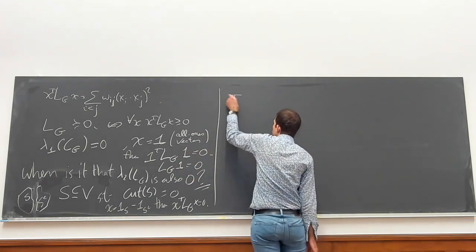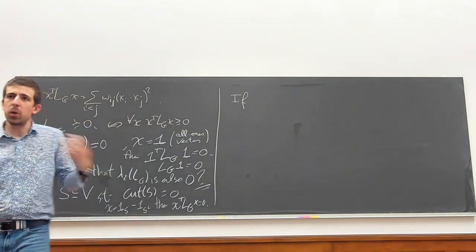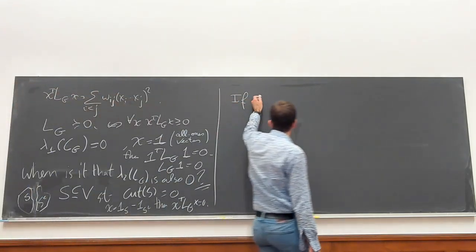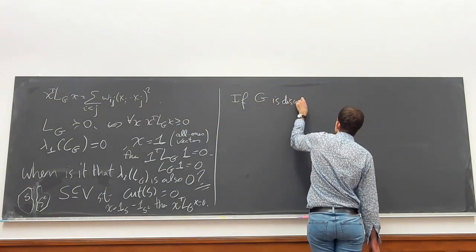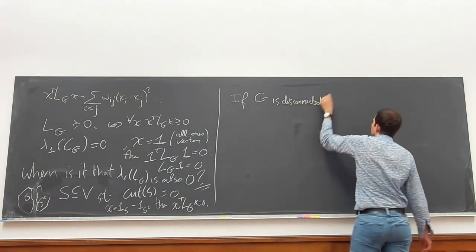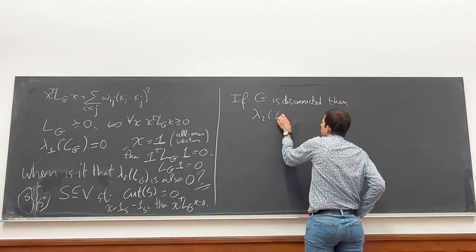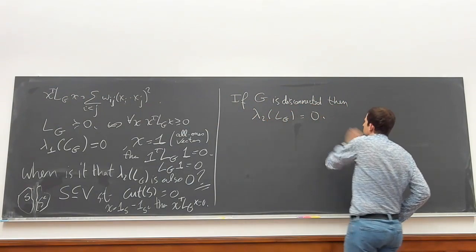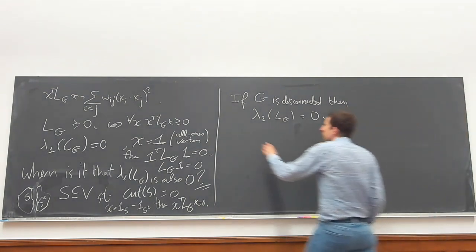So we already get a theorem that's relating spectral properties of these matrices with the geometry of the graph. If G is disconnected, then lambda 2 of L_G is 0. Okay, basically we just proved this. Okay, homework.